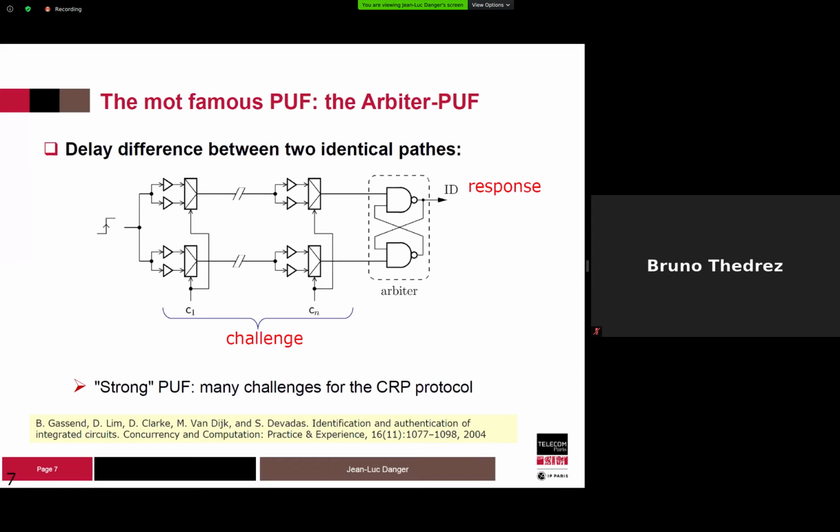So this is a very famous schematic of a very famous PUF, the Arbiter PUF. You have two identical delay lines, and they are fed by the same signal. For instance, here you have a signal at the input, which goes from 0 to 1, and so I have two delay lines. At the end, you have to measure which is the fastest one, so you have an arbiter. And so it is very easy to construct a challenge response pair protocol on this Arbiter PUF.